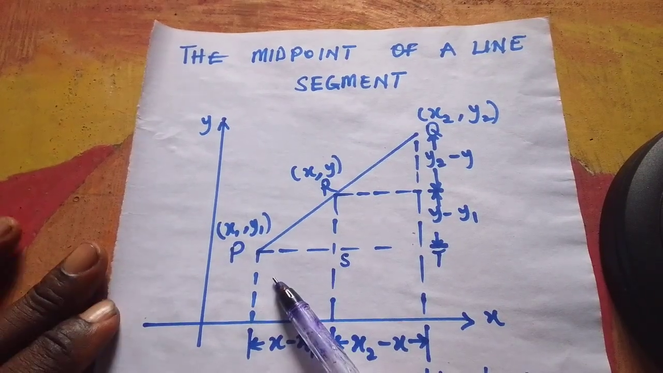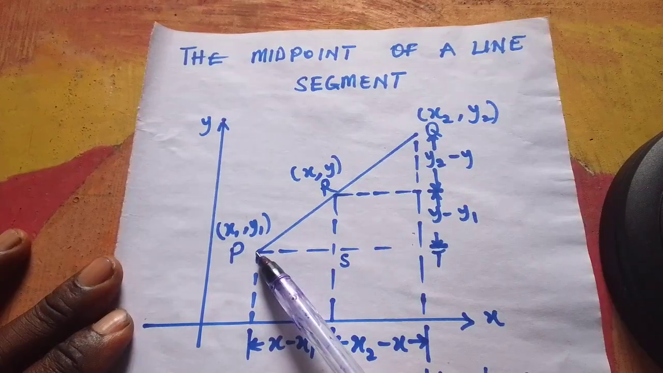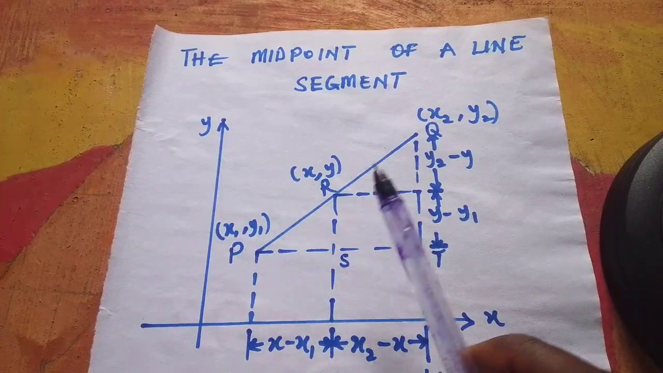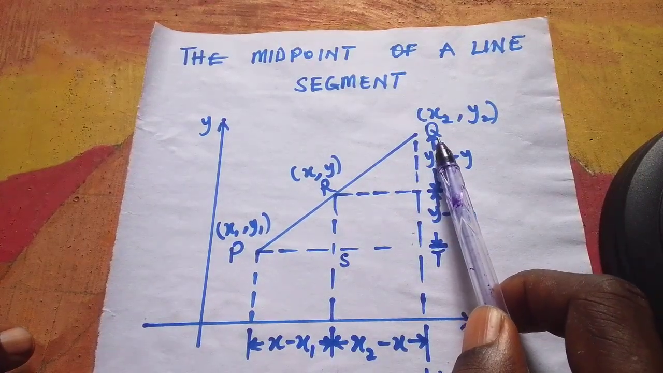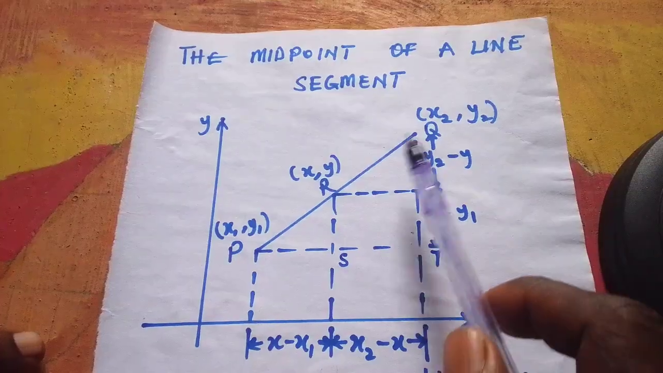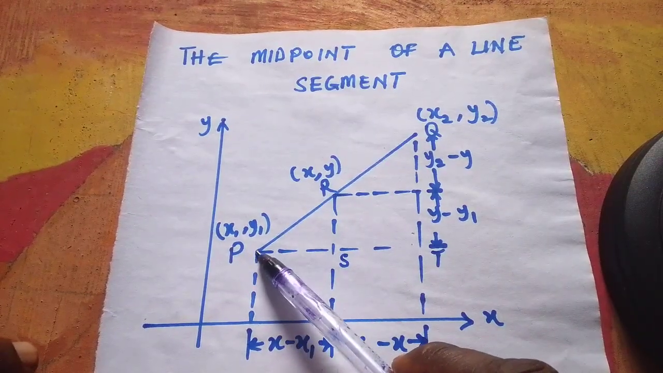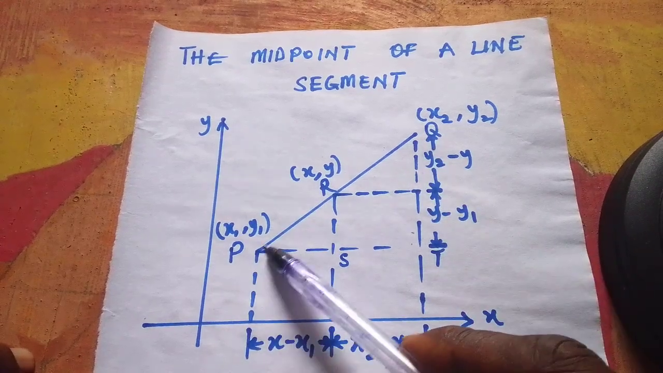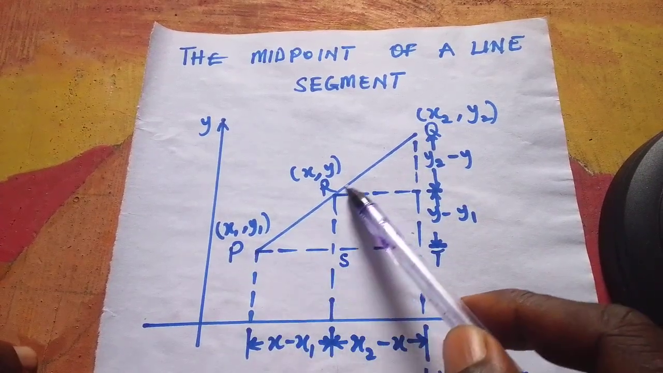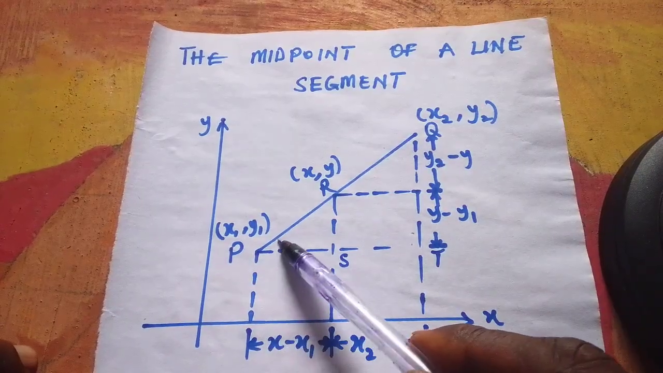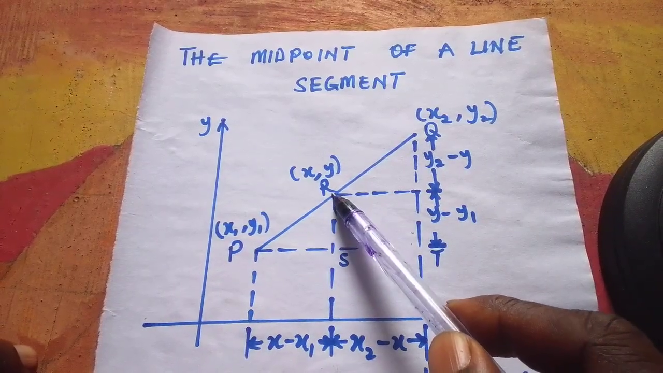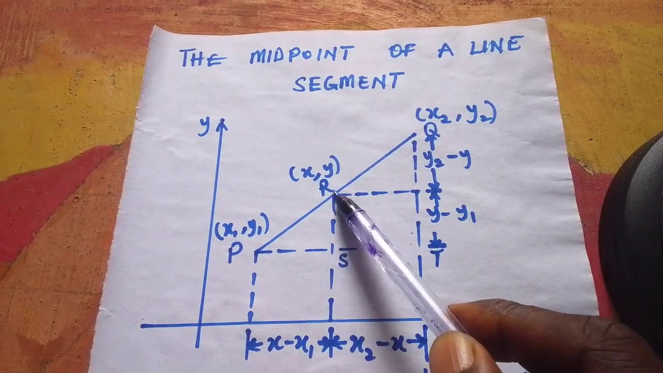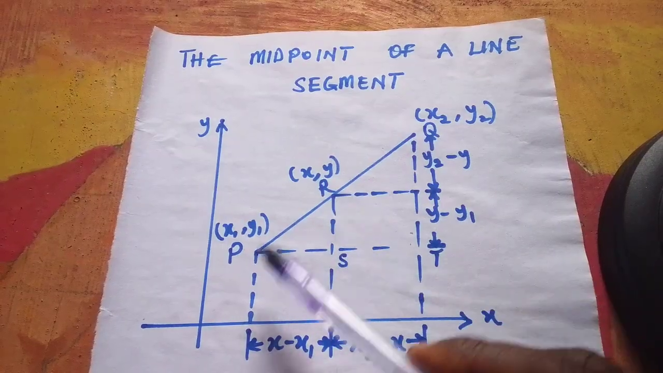Now let's look at this. If P is the coordinate (x1, y1) and Q happens to be the coordinate (x2, y2), there is a distance between P and Q. If you want to divide the distance into two equal halves, assuming the point is R, then R is the midpoint. That means RQ is half of PQ.